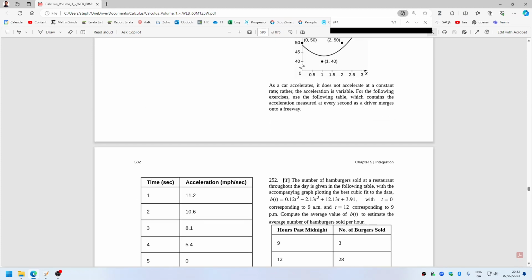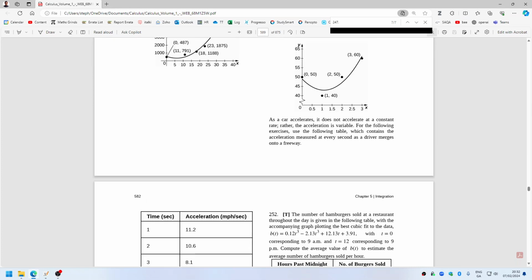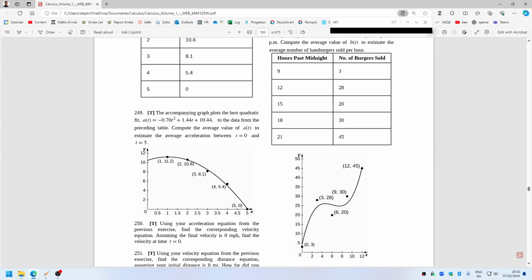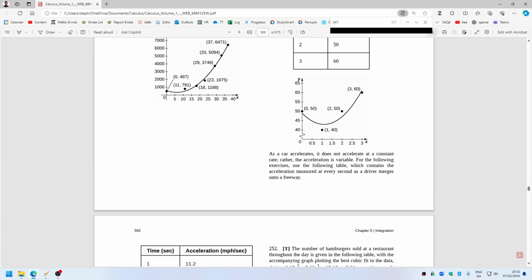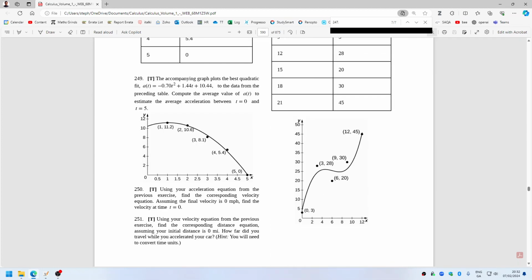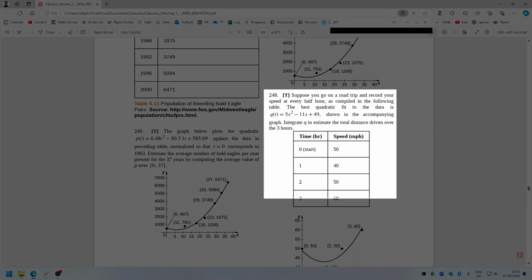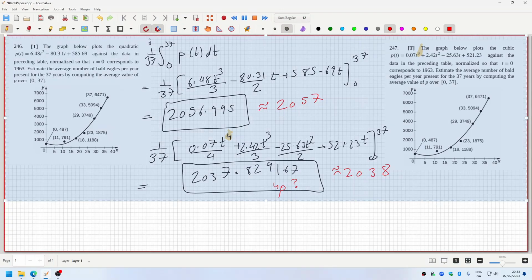Let's see, maybe I can do one more before I get too tired. Okay, so you've got your speed and your time, and it's roughly a quadratic, and there's the time and acceleration. The accompanying graph plot shows the best quadratic fit to the data for the preceding. Oh no, I skipped one. Okay. Let's have a look.